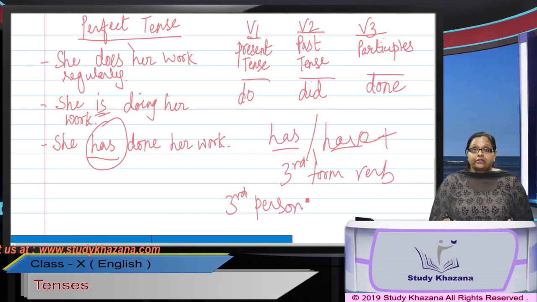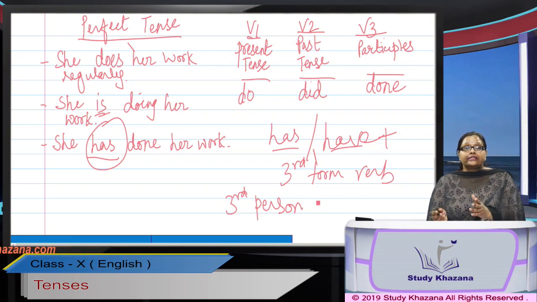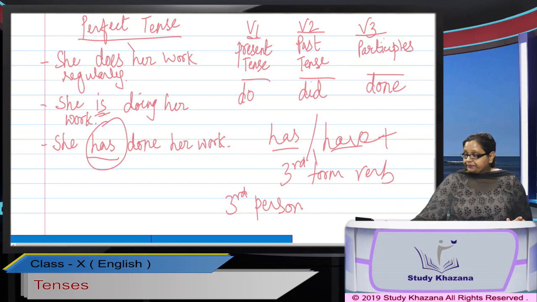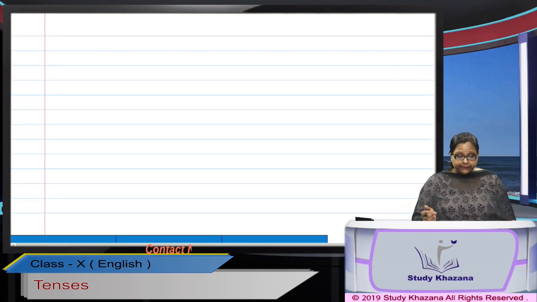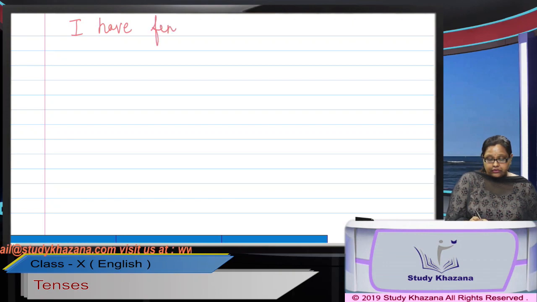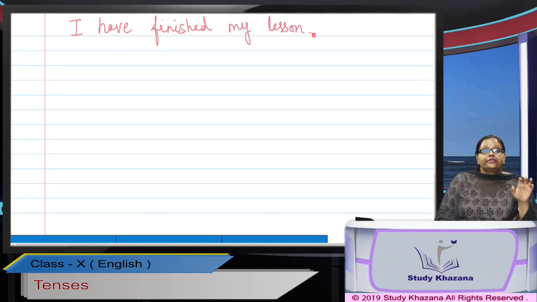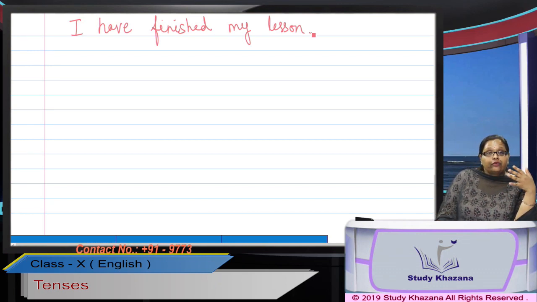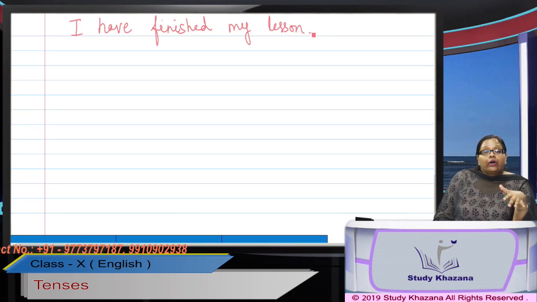Third person I have just discussed with you who we consider the third person. Okay. Now let me give you one more example of present perfect. If I say I have finished my lesson, it means I was preparing or I was reading my lesson, I was learning my lesson, but now I have finished that learning part.